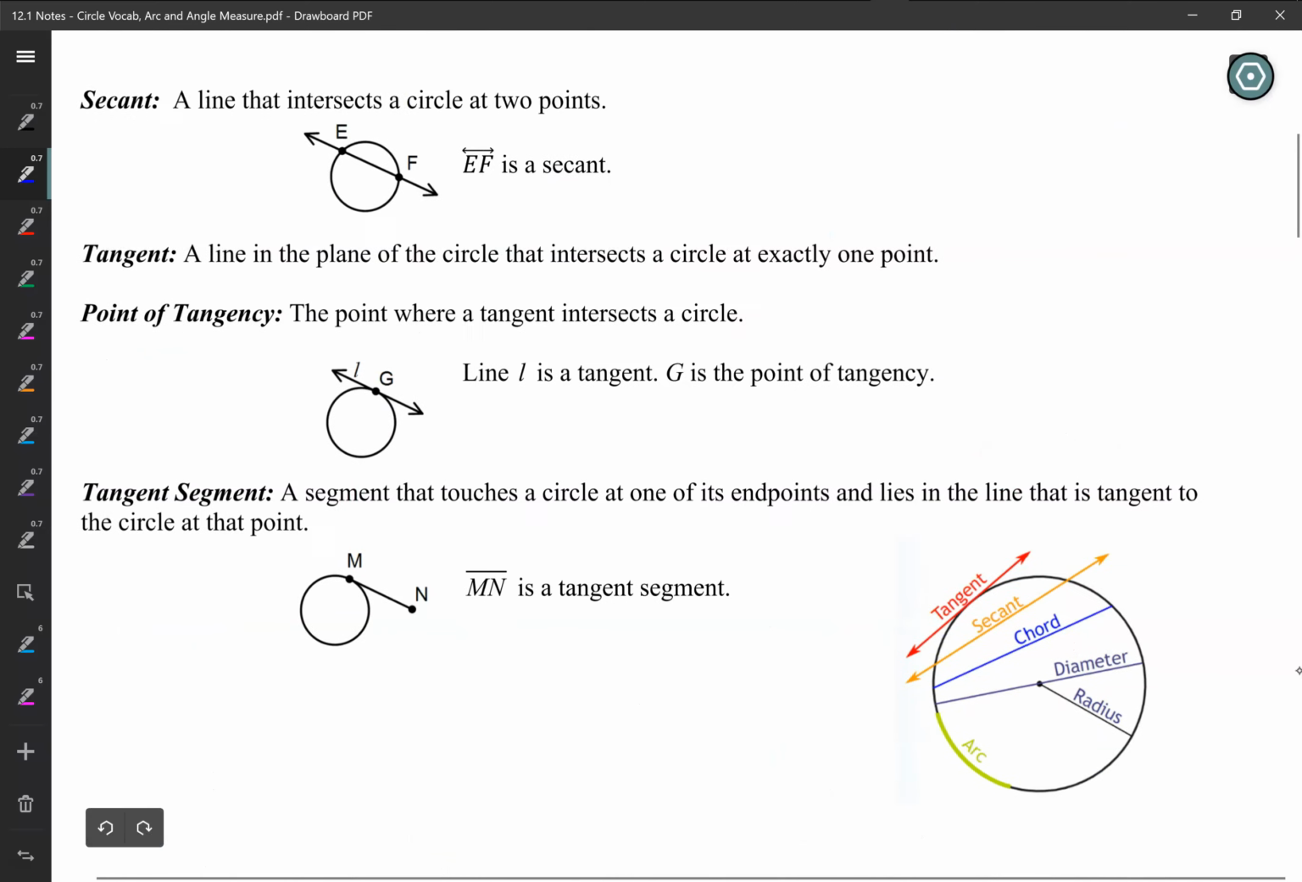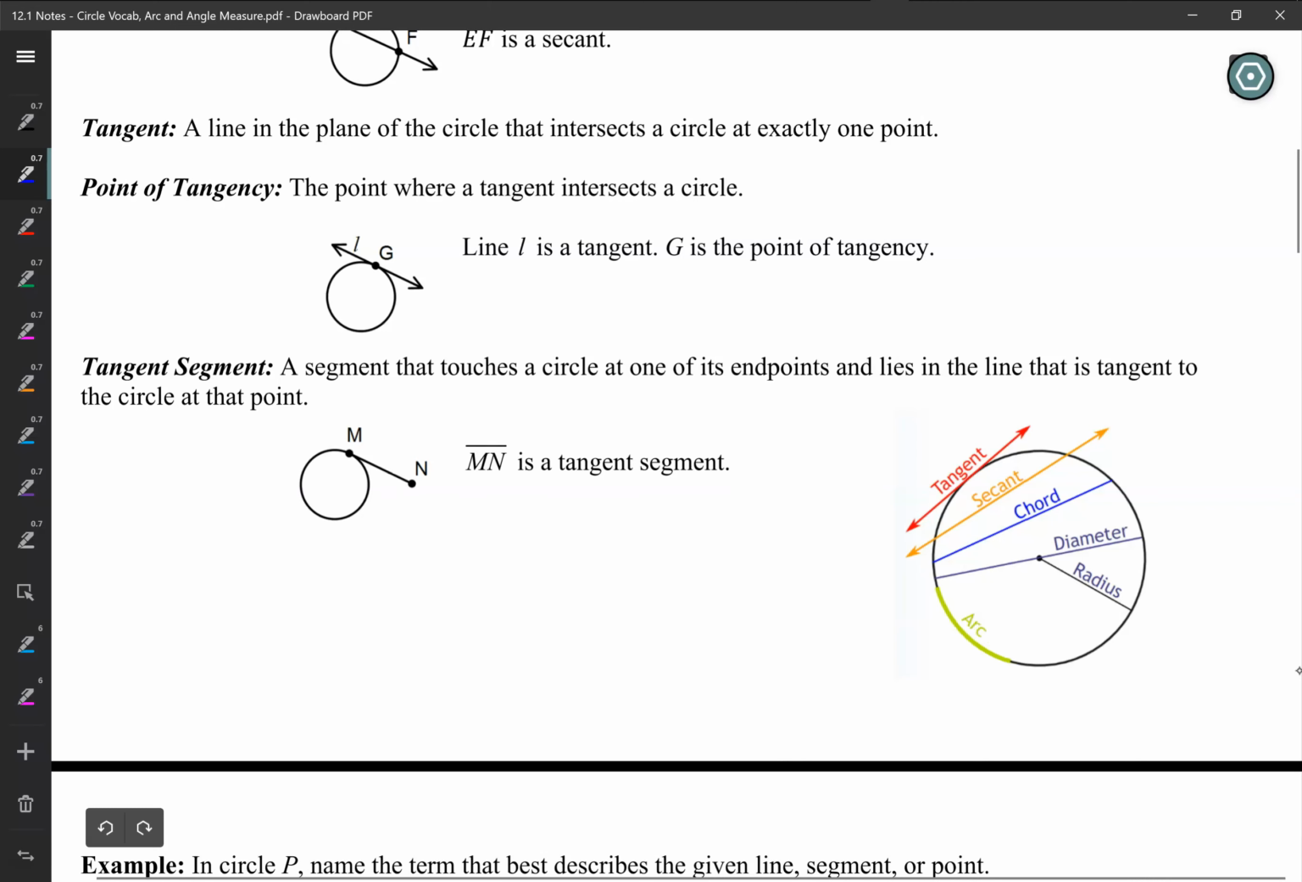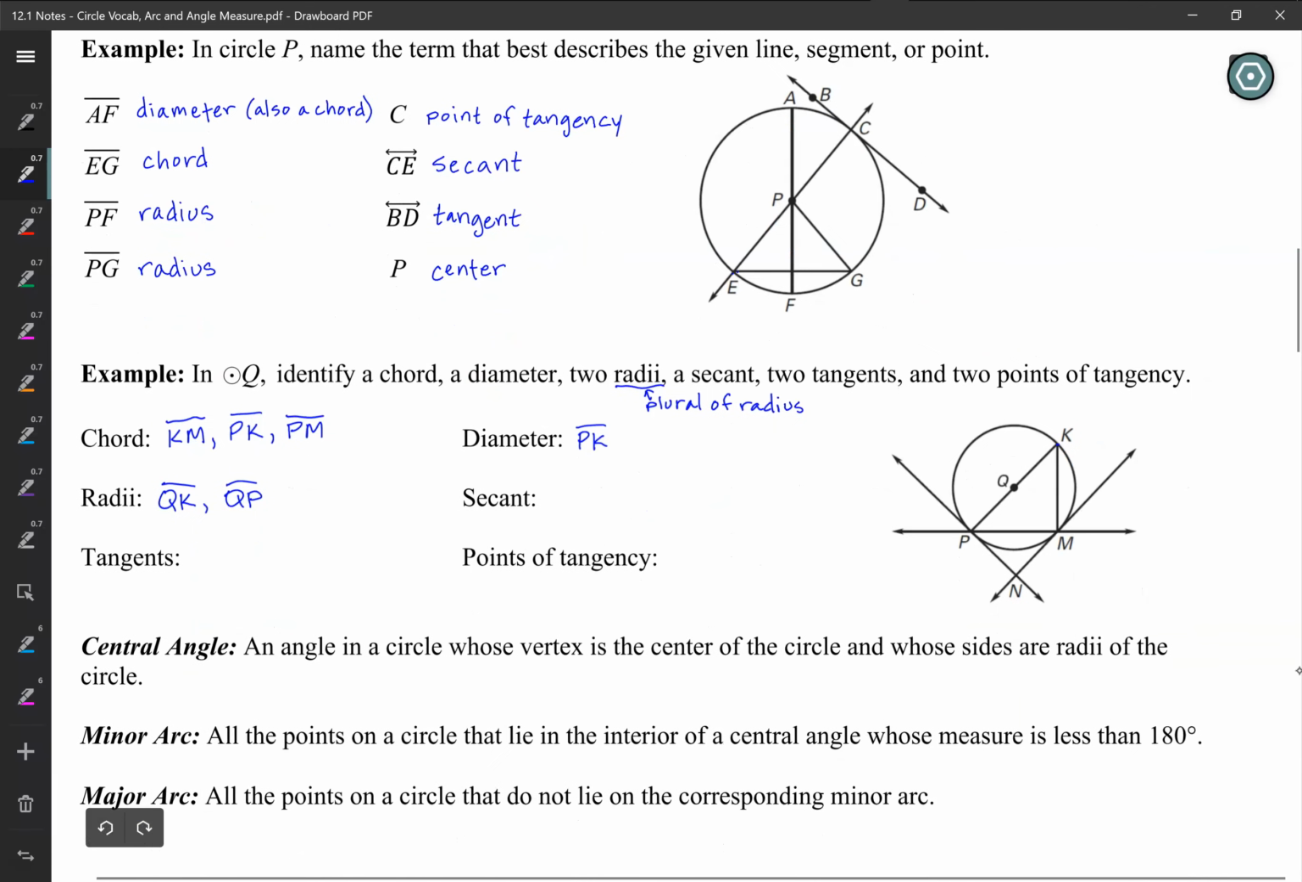Okay, tangents. Tangents are lines. I need to write double arrows on top that touch the circle at just one point. And it says there are 2 of them. Well, here's one right here. That touches the circle right there. So I need 2 points on that line to name it.